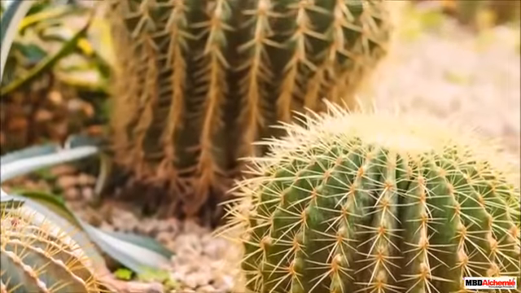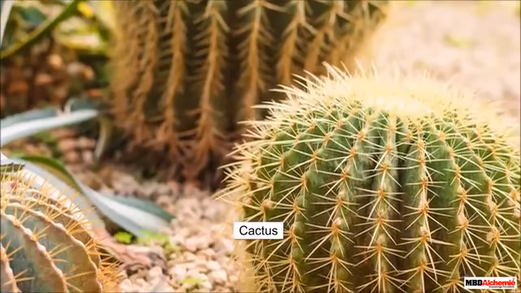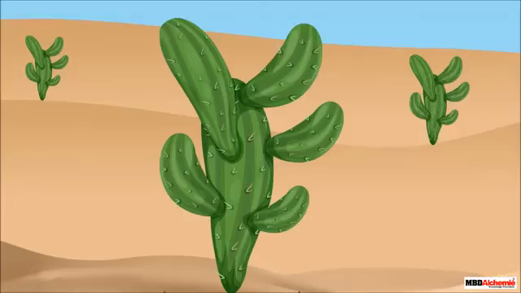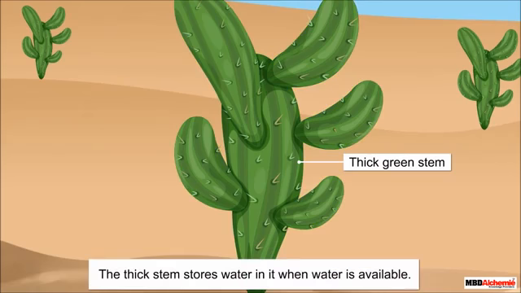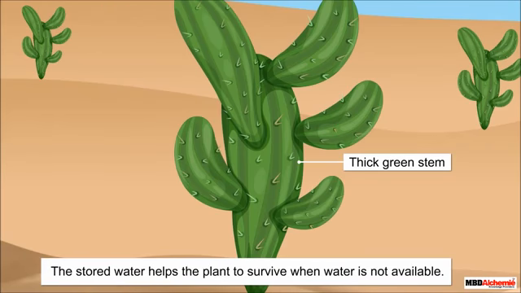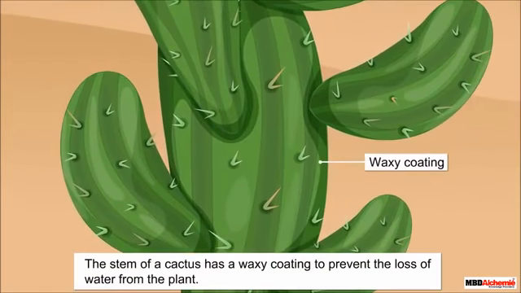Let's discuss these adaptations by considering the example of a cactus plant. A cactus plant has a thick green stem. The thick stem stores water in it when water is available. This stored water helps the plant to survive when water is not available. In addition, the stems also have a waxy coating, which prevents the loss of water from them.